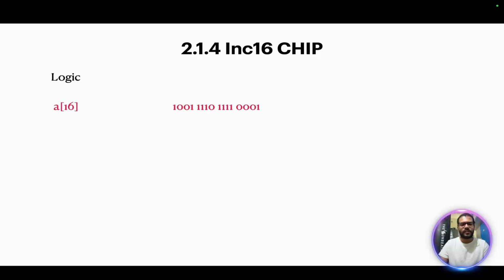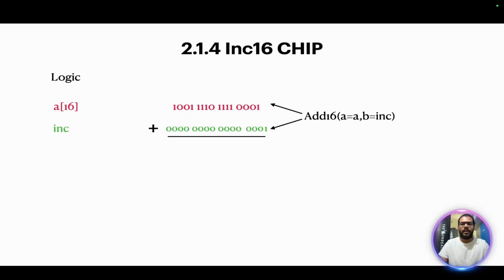We have a 16-bit number, and we have to increment it just by 1. How can we do that? By using the existing chips already. We convert the increment into a 16-bit number such as this. The least significant bit value is 1, the rest of them are 0. And we can do add 16, where A is the 16-bit value and B is also a 16-bit value, which is the increment. So you should be getting this value.